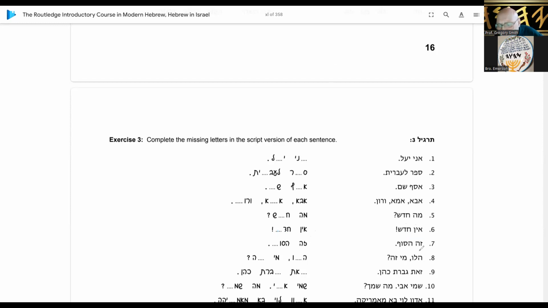All right, so number 7, we have Zeh. This looks like Hasof, maybe. Zeh Hasof. Yeah, like the end. This is the end. Zeh hasof. Oh, it's Zeh Hasof, not a shuruk, it's a holem. Zeh hasof. This is the end.